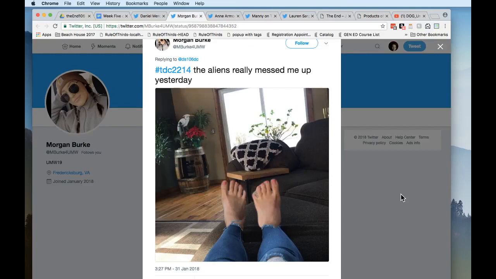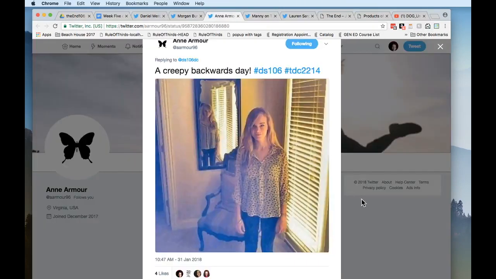Mm-hmm. Okay, next tab, please. Okay, this is Armor 96. It says a creepy backwards day, and it's just a picture of her in front of him. Well, it's just a picture. Well, it's a strange picture.